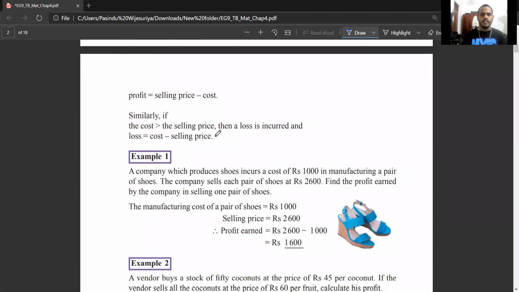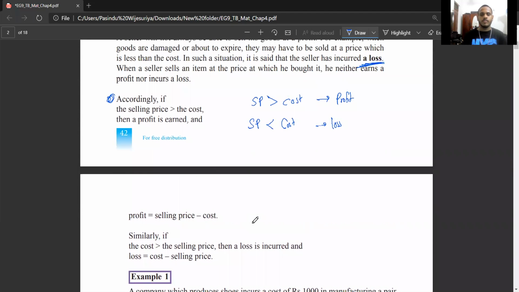So anyway, if you're calculating whether it's a profit or a loss, it's always selling price subtract the cost. So this is POL, profit or loss. If the selling price is lower than the cost, then the answer will be a negative value. Negative value means it will be a loss. If the selling price is higher and the cost is lower, then you will get a positive value, which will be a profit.